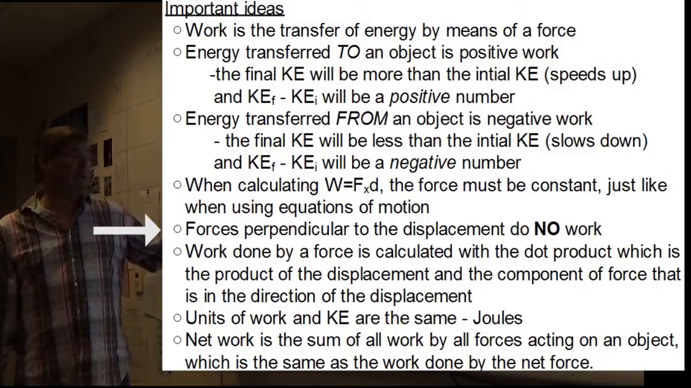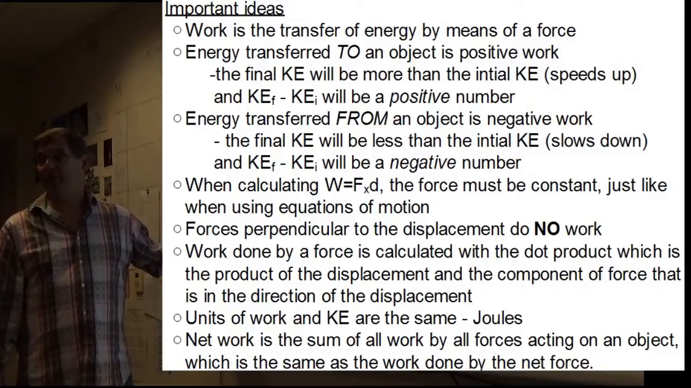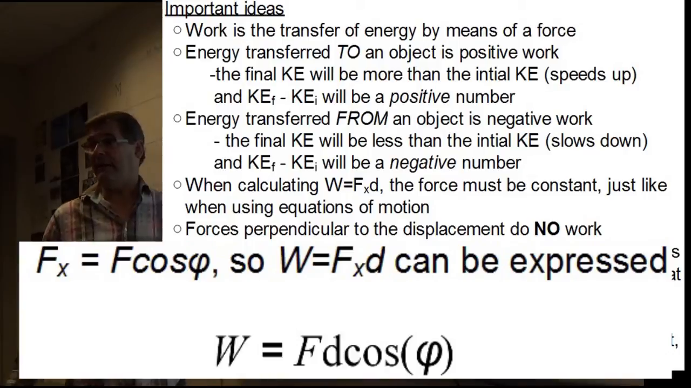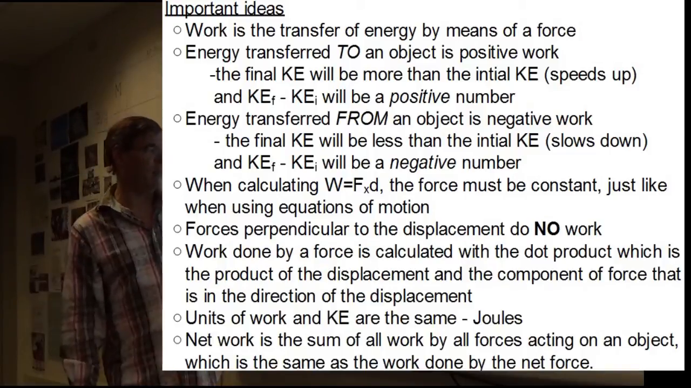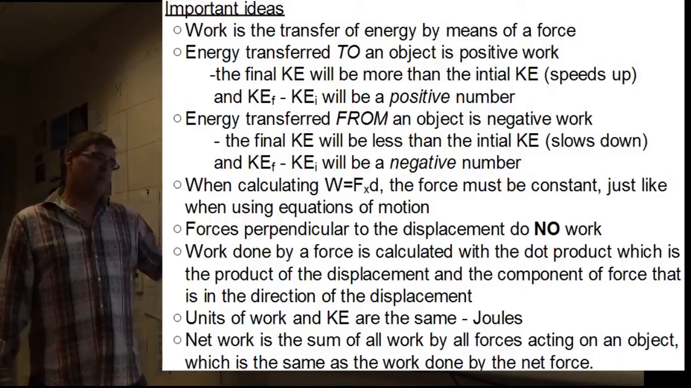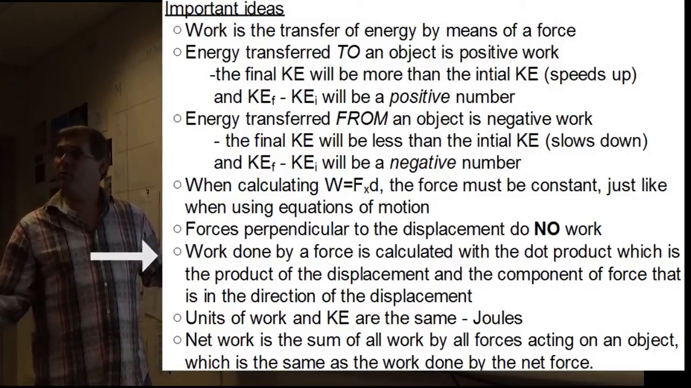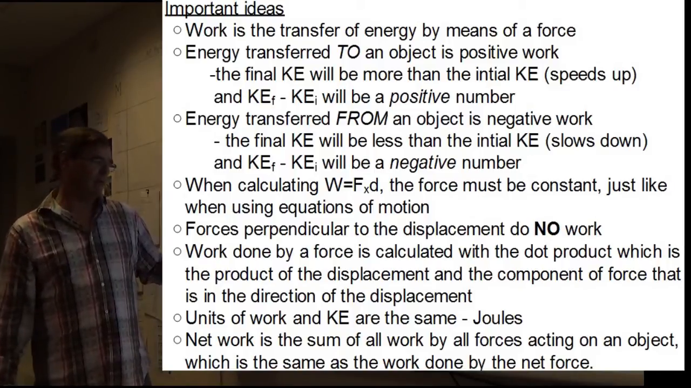Remember that forces perpendicular to the displacement do no work. If you plug it into the equation, F d cosine phi, to be perpendicular means phi is either 90 or 270. And the cosine of 90 is 0, the cosine of 270 is 0, so we get 0 for our answer in our equation for amount of work done by forces in those directions. We calculate the work done by the force with the dot product, which means we take the component of the force that is in the direction of the displacement and we multiply those two together.